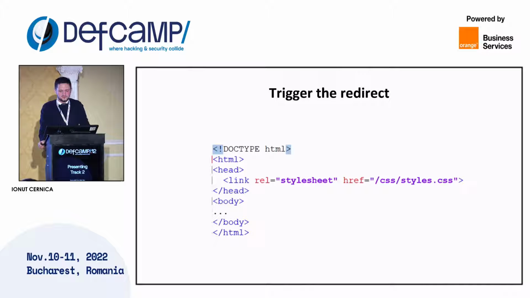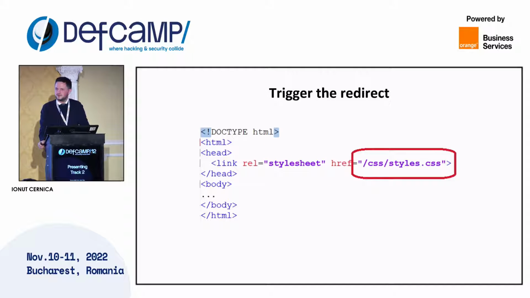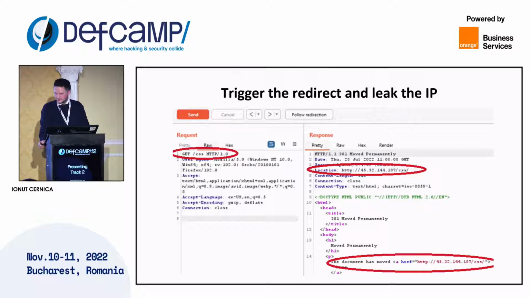So if you want to trigger the redirect, the best way is to look at the HTML page, locate a directory like the CSS directory with the file style.css, and you just have to request /CSS without the slash at the end. And you'll see that the redirect will be triggered by the server, and if you remove the host header and downgrade the protocol, then you'll have the IP leaked in the redirect, in the location and in the response.